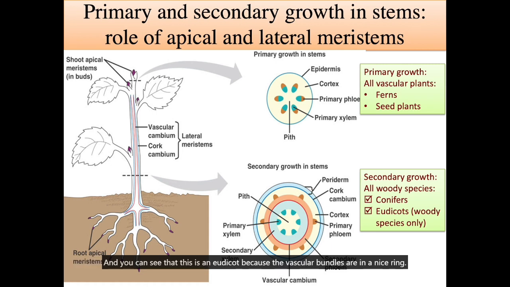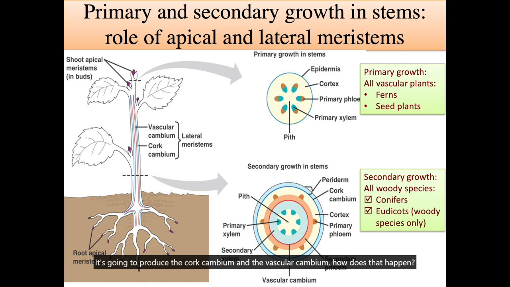And you can see that this is a eudicot because the vascular bundles are in a nice ring. And here we have the epidermis, we have the cortex, and we have the vascular bundles. There's something in the middle you can call the pith. That's just other ground tissue in the center. So this material is going to produce new meristems. It's going to produce the cork cambium and the vascular cambium.